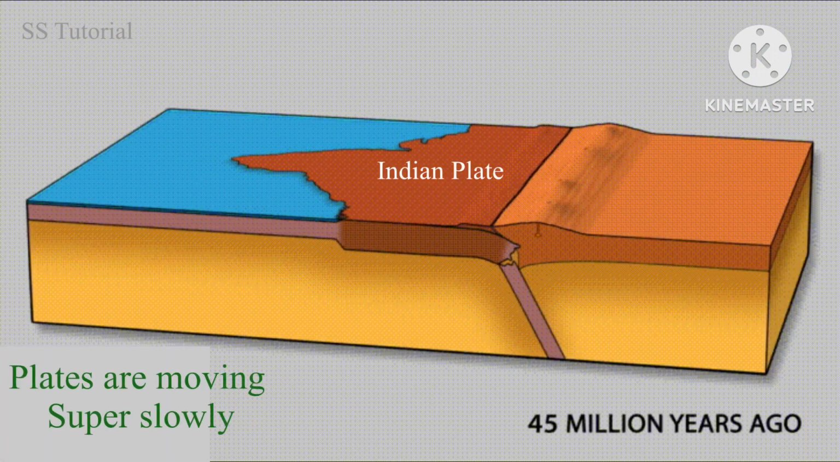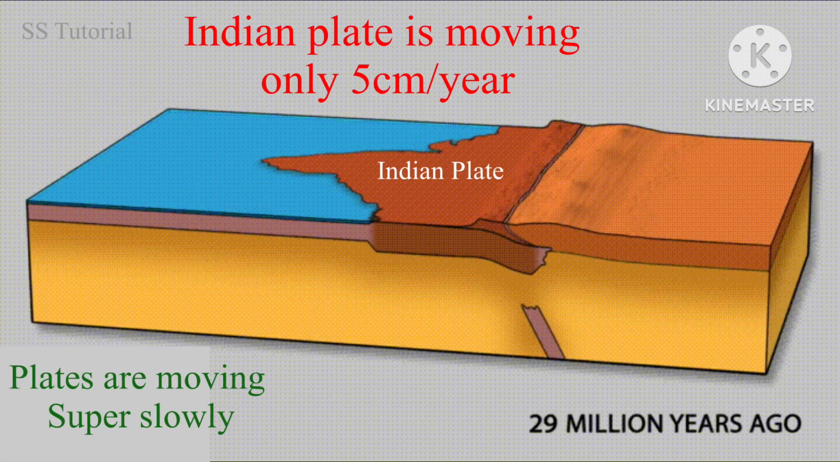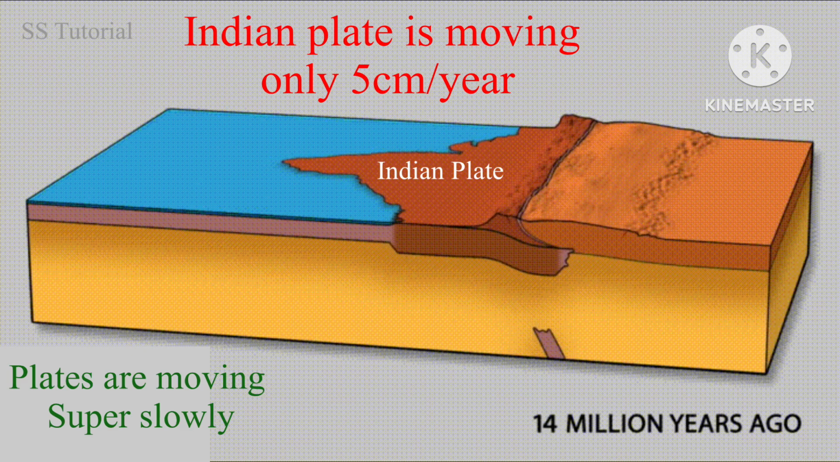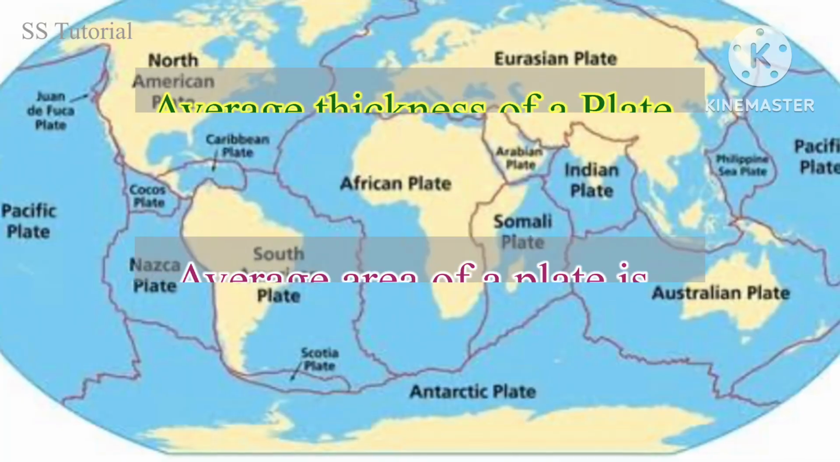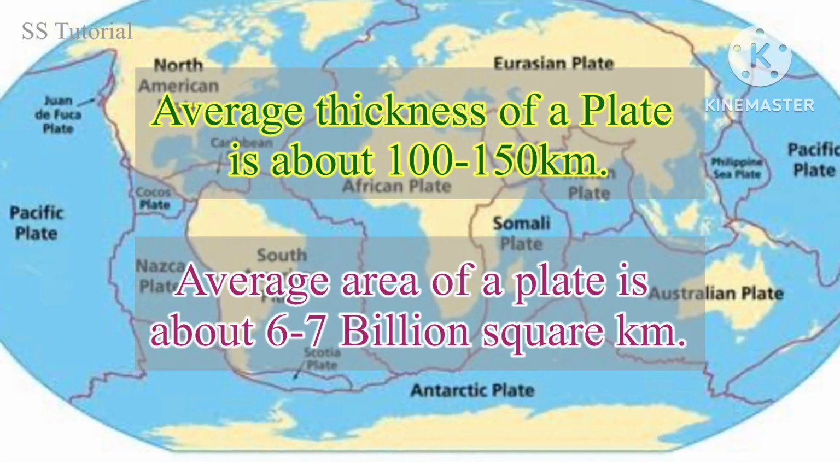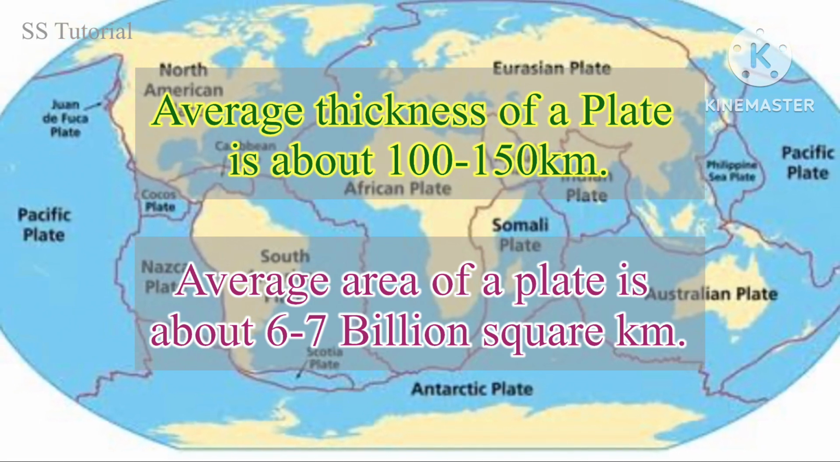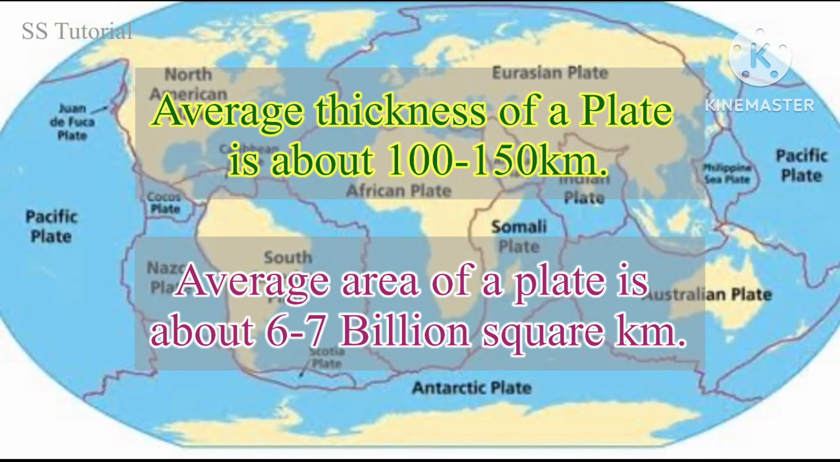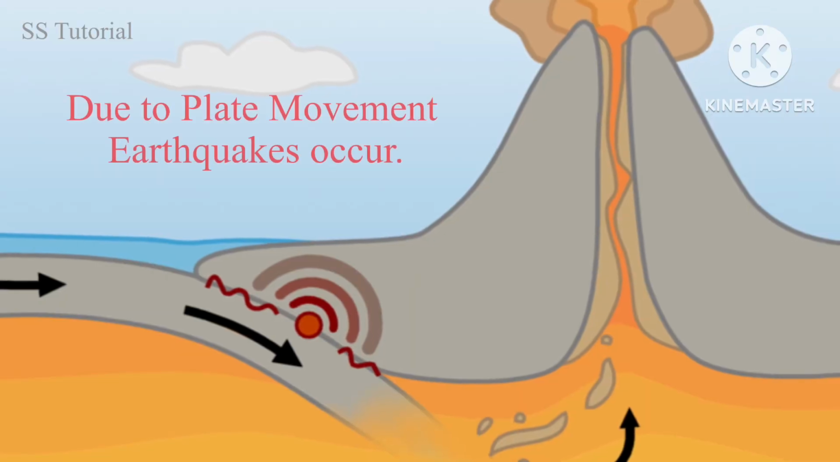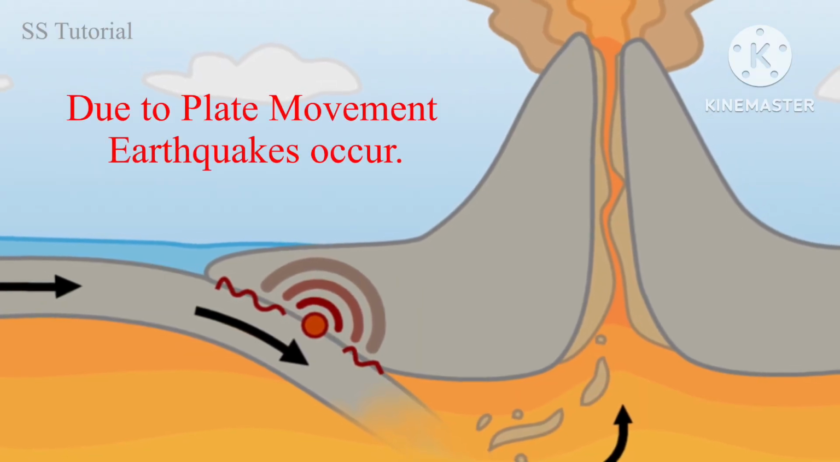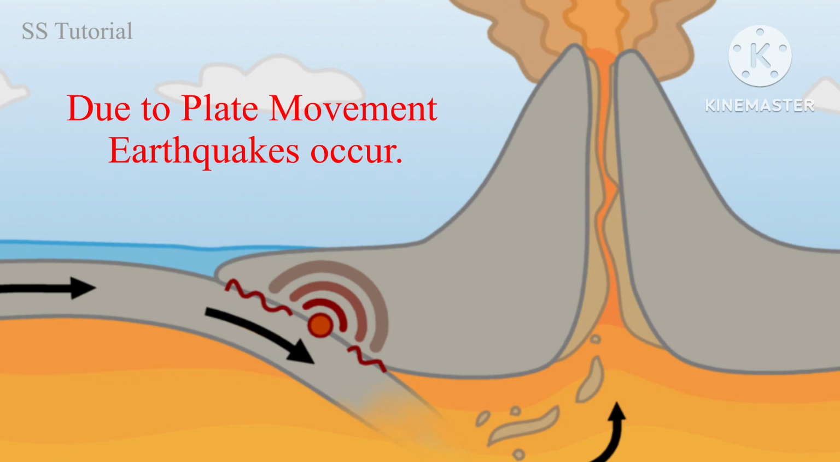These plates are moving super slowly. It is observed that the plate which is moving very fast moves only 12 cm per year. Now just imagine that. If these larger and thicker plates move only 12 cm per year, then it is quite impossible to feel their movement. But sometimes we can feel their movement. When earthquakes occur due to plate movement, then we can feel the plate movement.